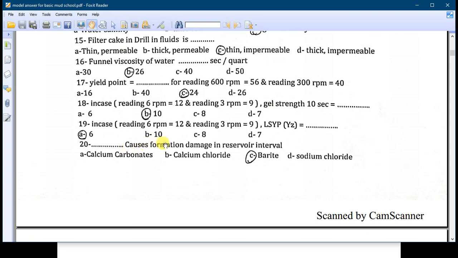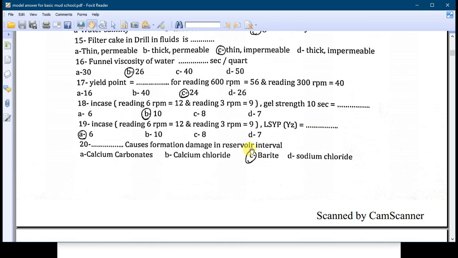What causes formation damage in the reservoir interval? You can choose calcium carbonate? No, it is acid soluble. Calcium chloride, it's a brine and it is used. It is used also. There is no problem. Sodium chloride, it is also brine, so it is not a big deal.